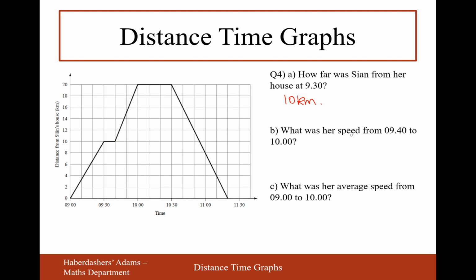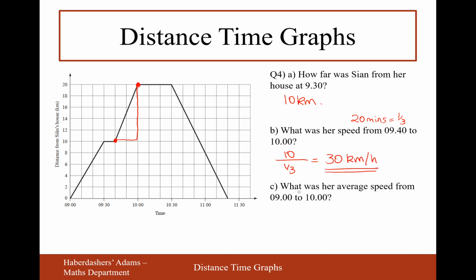What was her speed from 9:40 till 10 o'clock? So 9:40 was this point here, and 10 o'clock was this point here. Well, during this time, she's travelled 10 to 20, so that's 10 kilometers, divided by 20 minutes from 9:40 till 10 o'clock. 20 minutes needs a little conversion. 20 minutes will be 1/3 of an hour. So 10 divided by 1/3 is 30. 30 kilometers per hour.